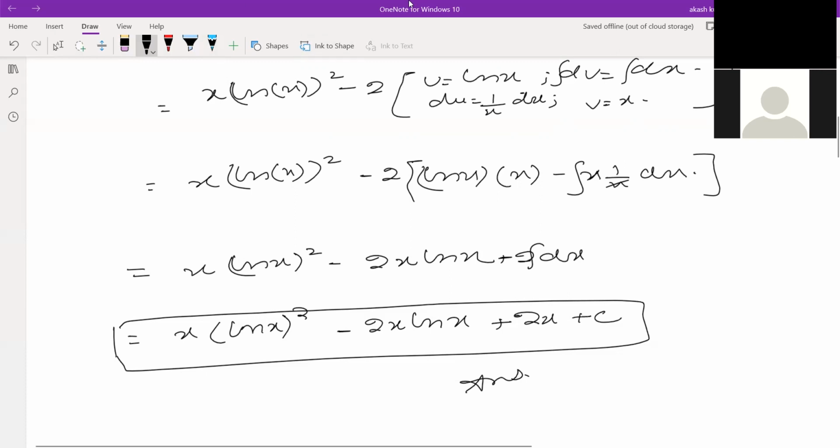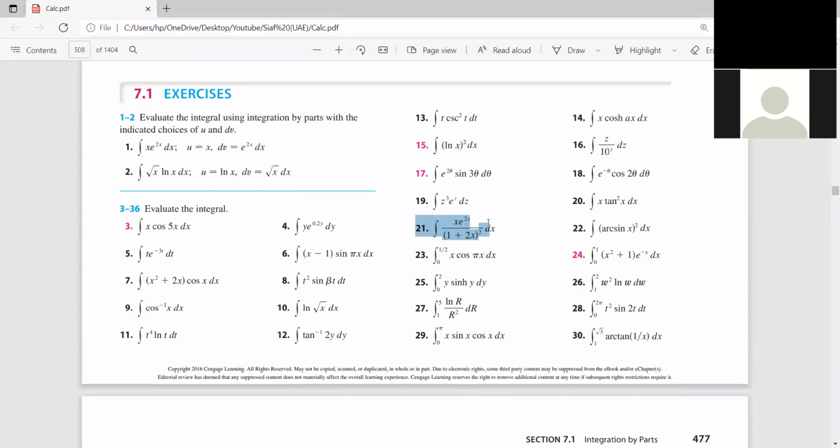Okay, now let's move on to another question, which was question number 21. Here there are three functions, which are x, e raised to the power 2x, and (1 plus 2x) squared. And these functions are multiplying and dividing. So let's solve this question.